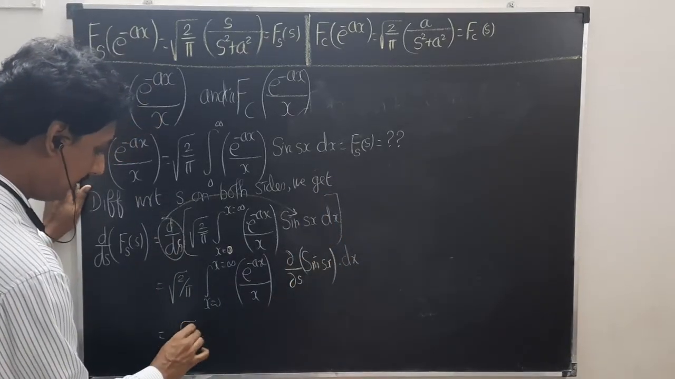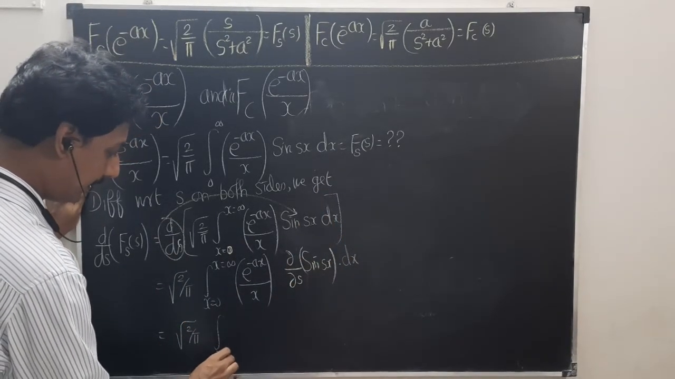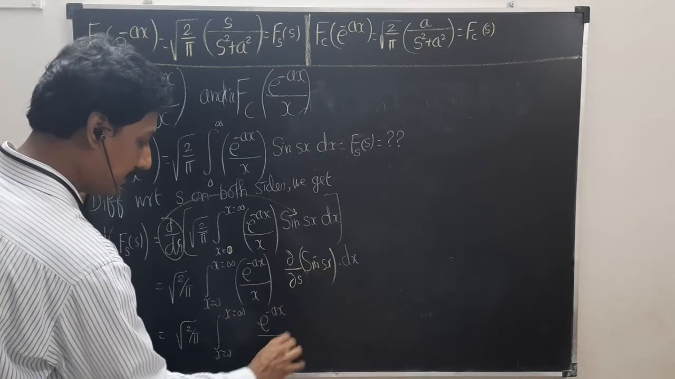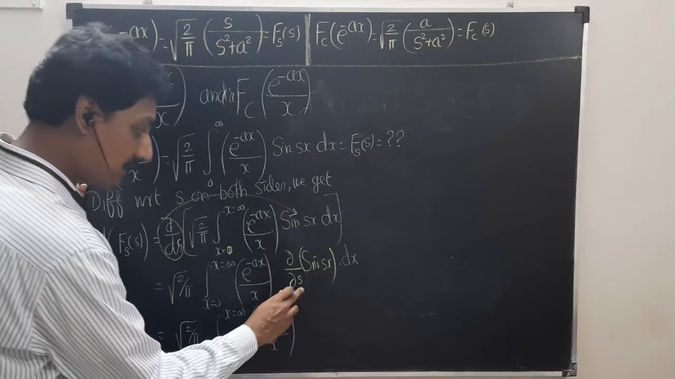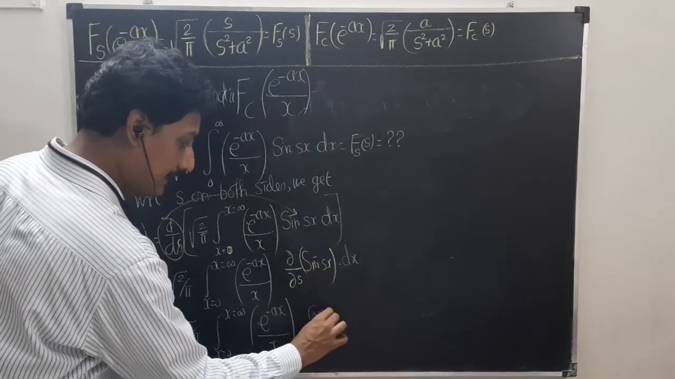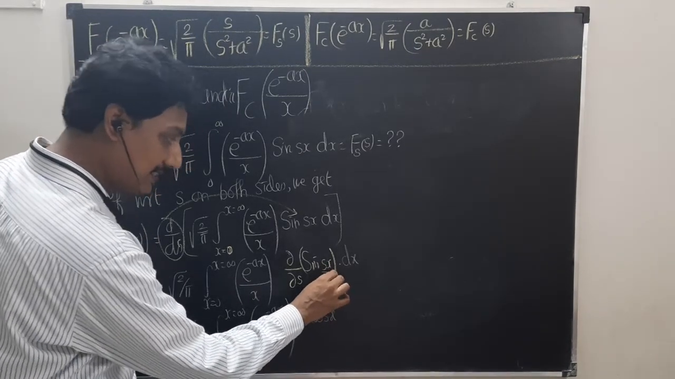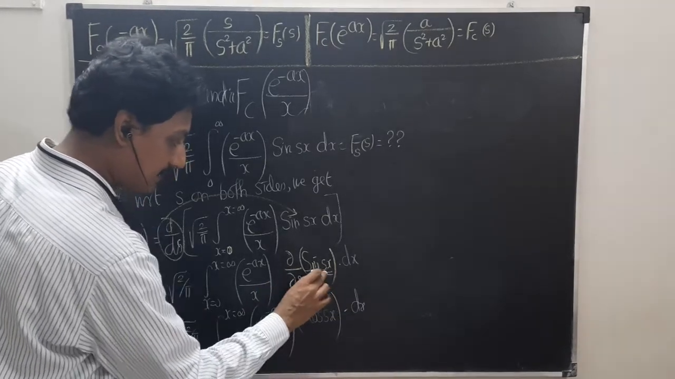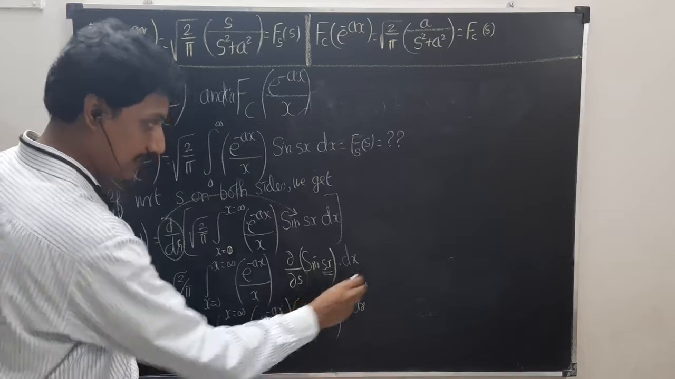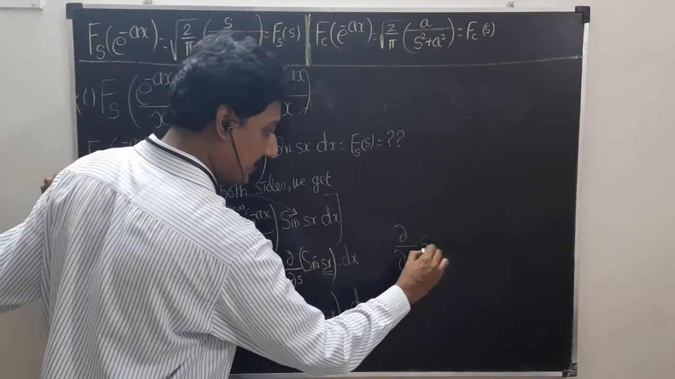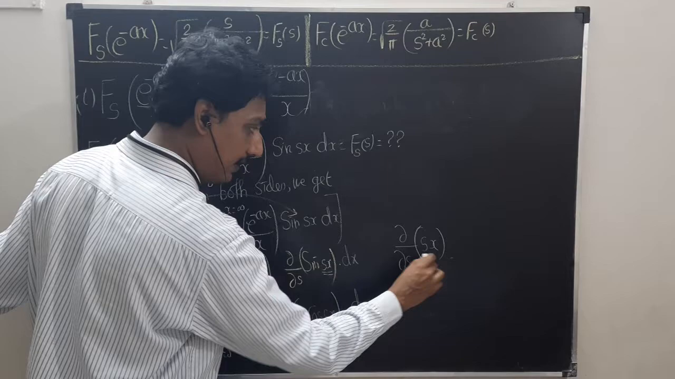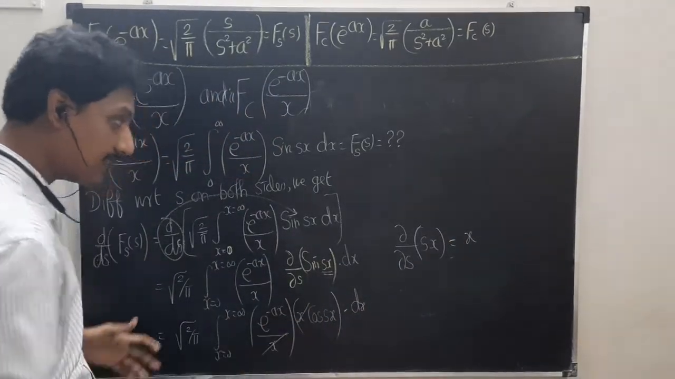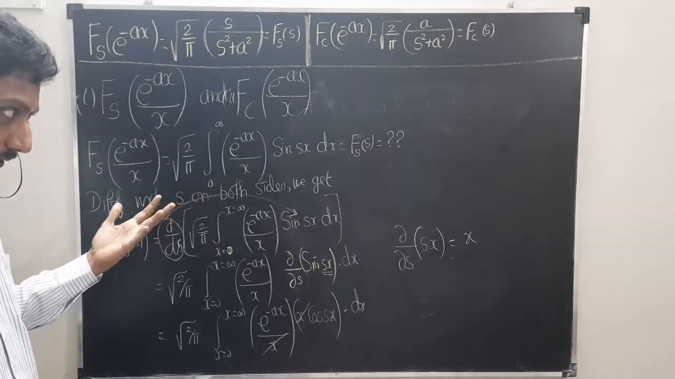By this way, we get root 2 by pi, integral x equal to 0 to x equal to infinity, e to the power minus ax by x. The derivative of sine sx with respect to s is cos sx, and then sx with respect to s gives x. So dou by dou s of sx is x, with s as the differentiating variable. Now after getting this, I can cancel the x.